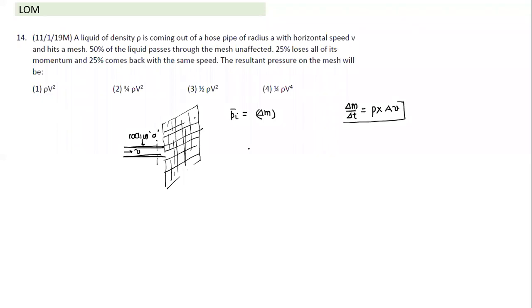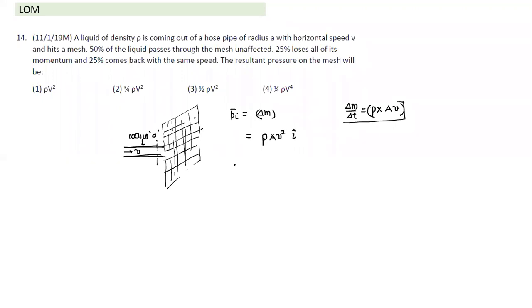So in this case, when I calculate the momentum which is incident, or the momentum which is passing through the mesh in a second, it will be equal to rho AV. That's the mass which is passing. So what is the momentum? It's mass into velocity, rho AV square. And which direction? I cap. So this is the initial momentum.